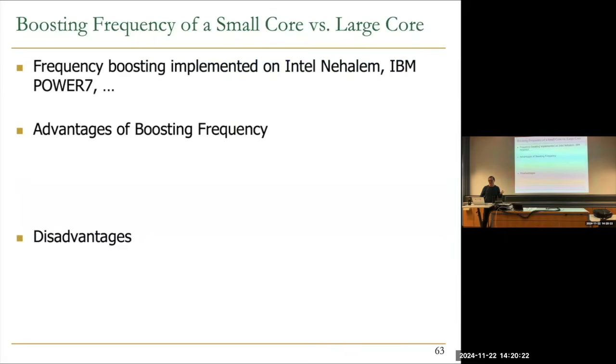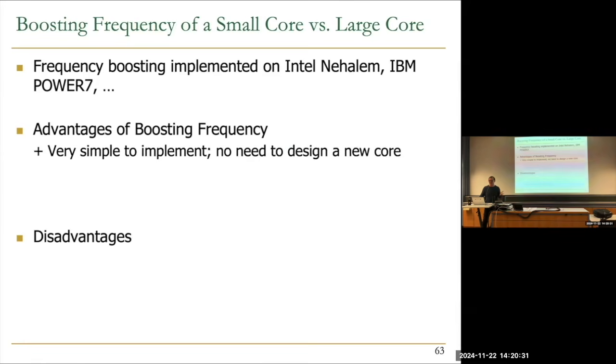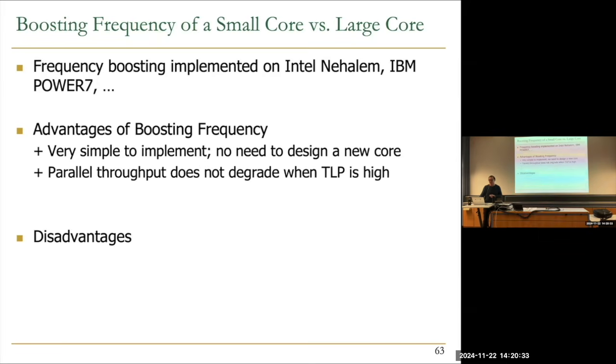Okay, so we're specifically talking about frequency boosting. Frequency boosting is clearly implemented. This was one of the first things that was implemented. This is very simple to implement. No need to design a new core clearly. And the other big benefit of boosting frequency is parallel throughput doesn't degrade when TLP is high.